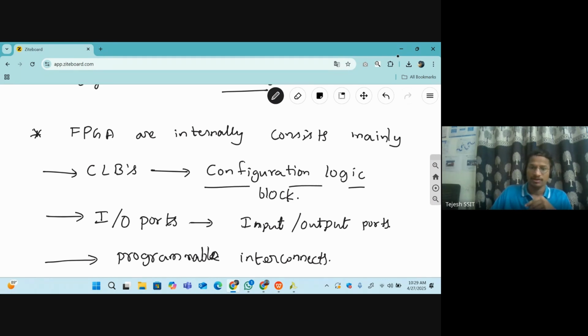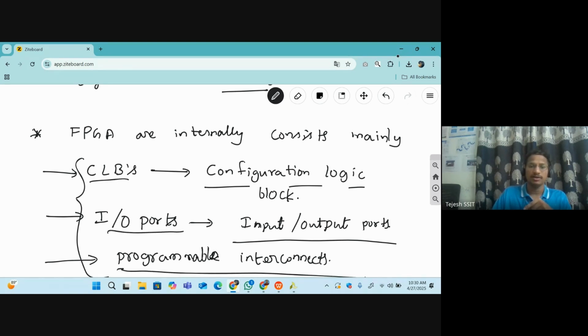Sir, here there are 5 blocks, but you are saying these three. Okay, these are the full forms, the main major three. So these are the major three. CLBs, I mean, configuration logic blocks. These configuration logic blocks are the main internal blocks in the FPGA board.